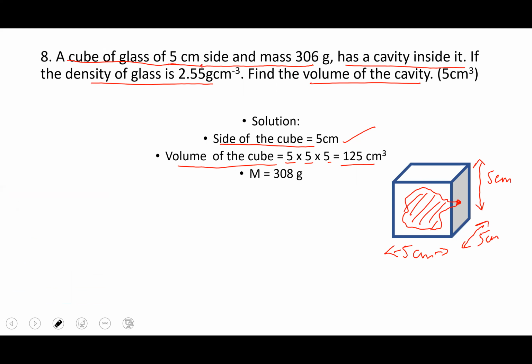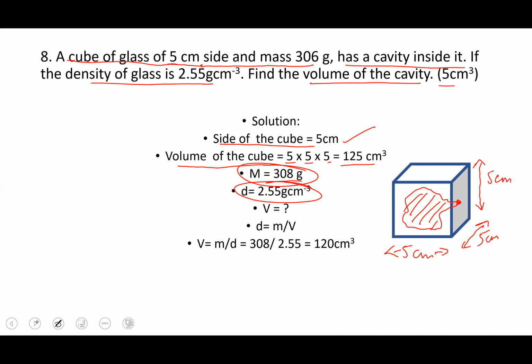Now, in this case, the mass is given to us, which is 308 grams. So we can keep it like that because our answer should be in centimeter cube. So density is given to us, which is 2.55 grams per centimeter cube. We have to find the volume of the cavity. So we have the formula for density in this case. First, we'll find out the volume of the whole cube with the cavity as well. So it has a formula D is equal to m over v. From that we can rearrange because we have the density as well as the mass which is given to us. So the volume with the cavity is m divided by d. The mass is 308 divided by 2.55, which is equal to 120 centimeter cube.